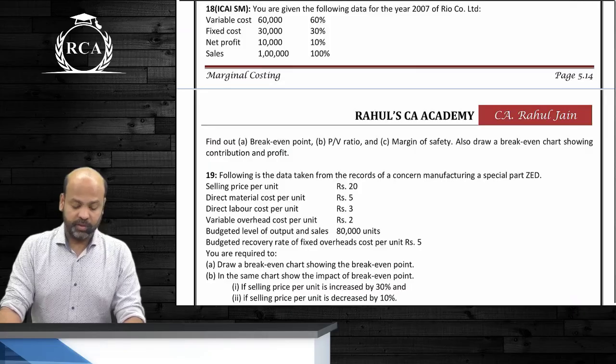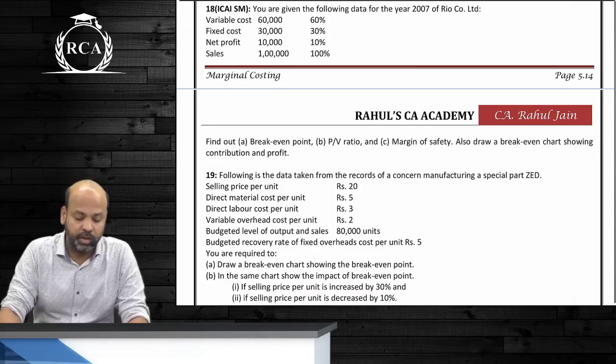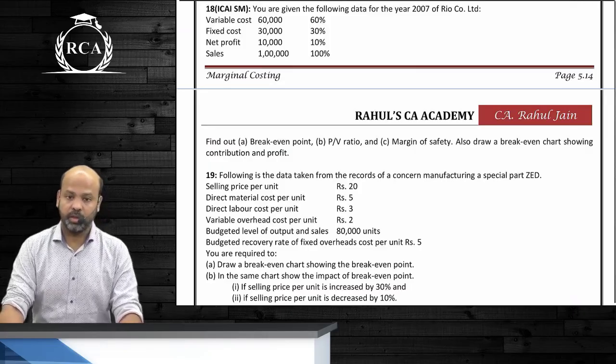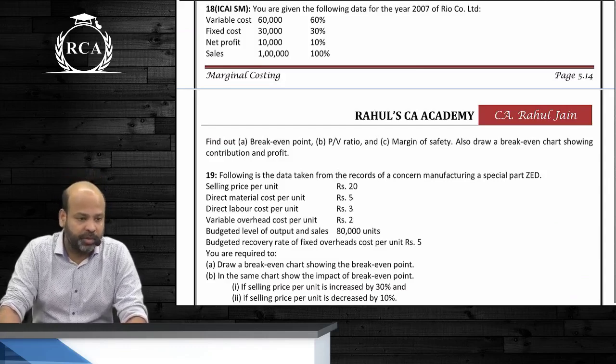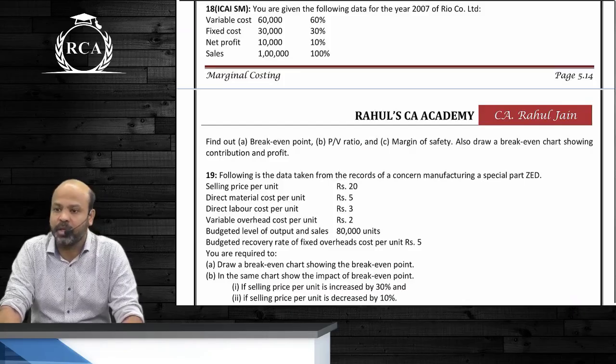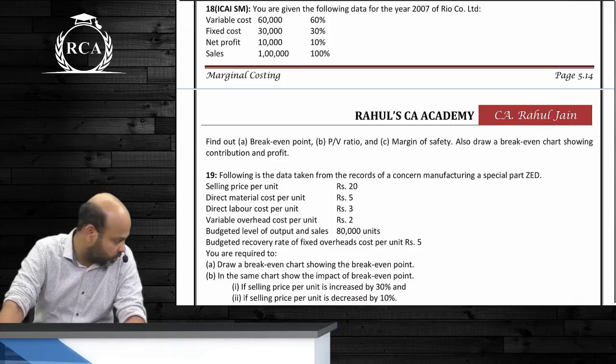Variable cost beta is 60%, fixed cost is given as 30,000, net profit 10,000, sales 1 lakh. We will assume some selling price per unit here so that we are able to plot volume on the x-axis. Otherwise, we will not be able to prepare a break-even chart.